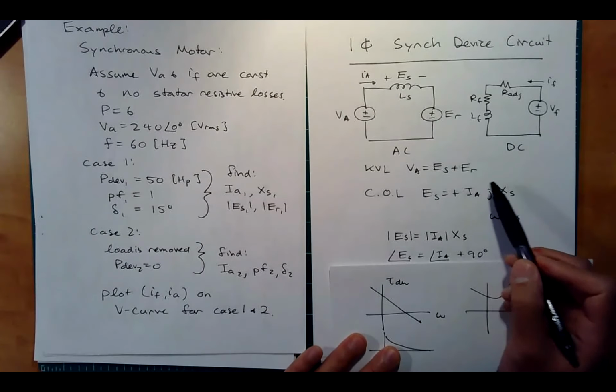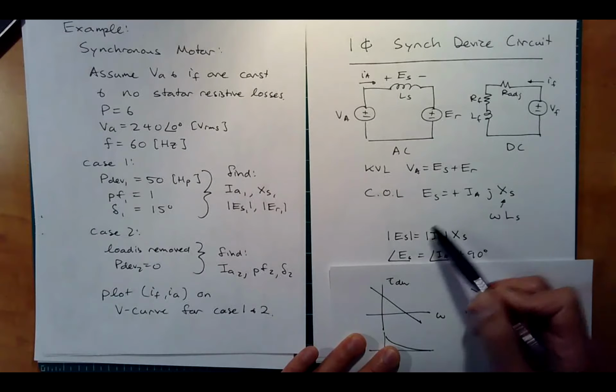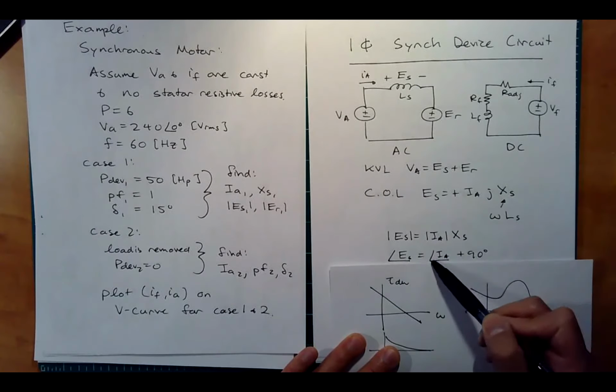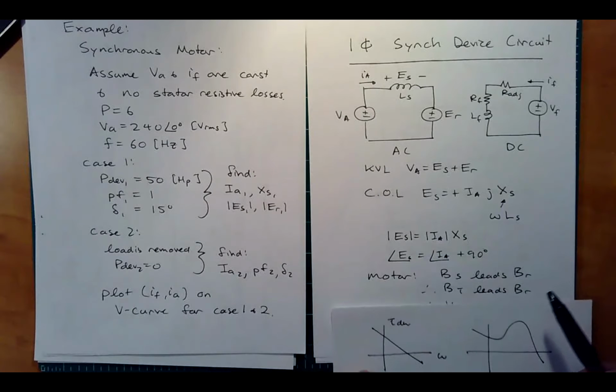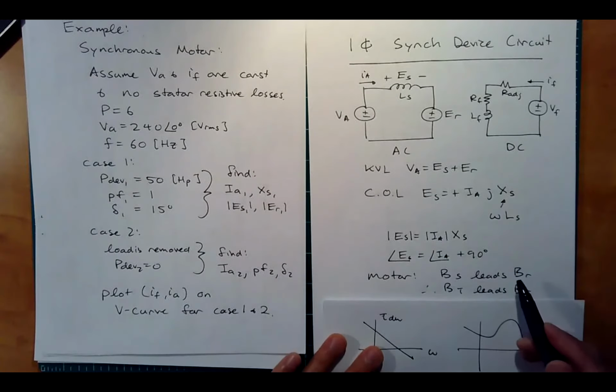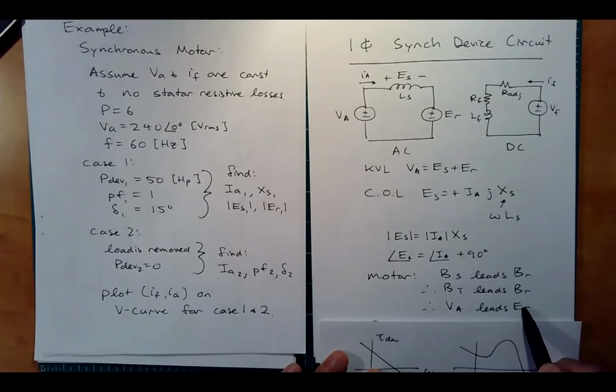Remember, phasors are just vectors. And if you have a phasor equation, you have two equations, the magnitude and the direction. Here it just says that the angle of this equals the angle of that plus 90. Here it just says the magnitude straight up multiply. And because we're in a motor situation, BS leads BR, which means BT leads BR, which means VA leads ER.